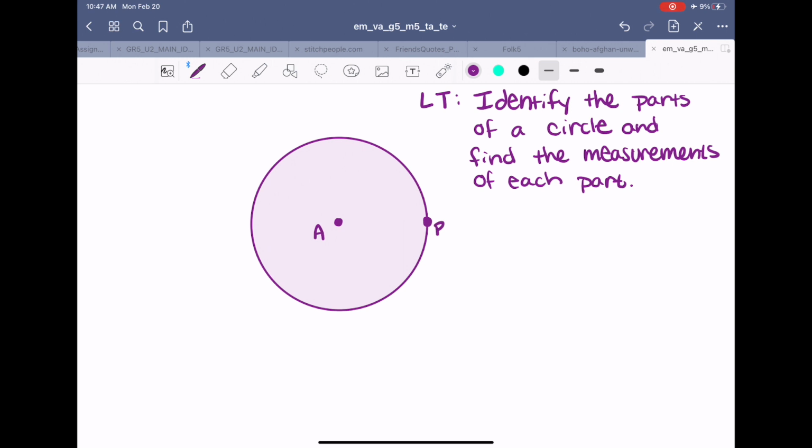The first thing we're going to find is the radius. So the center of the circle, this is circle A, and the radius here is going to be AB. The radius connects the center of the circle to any point on the outside of the circle. So this radius is line segment AB.